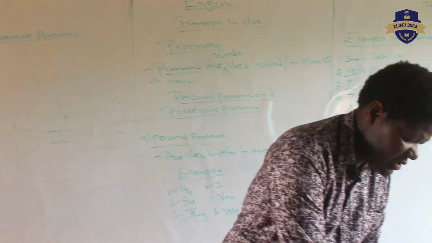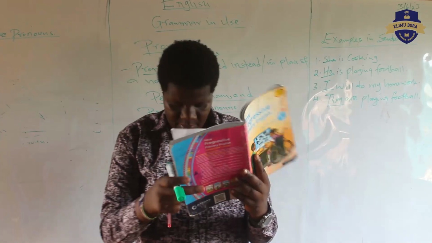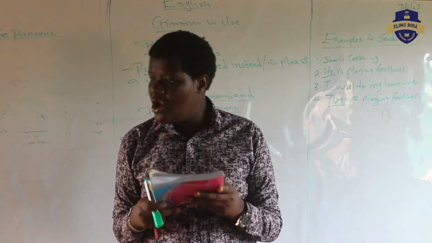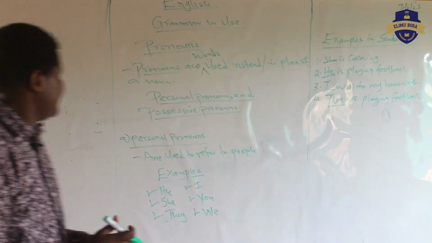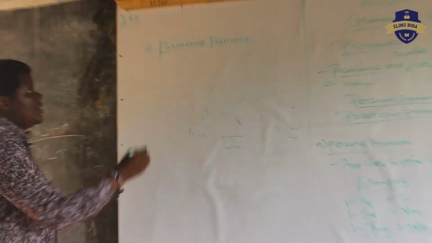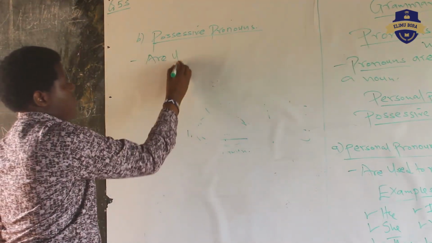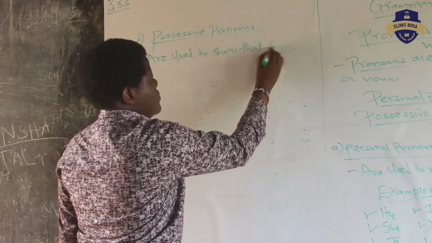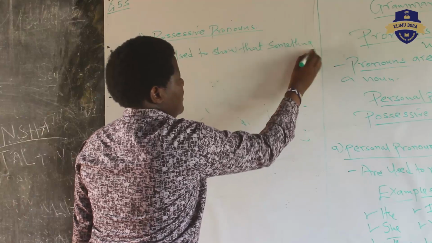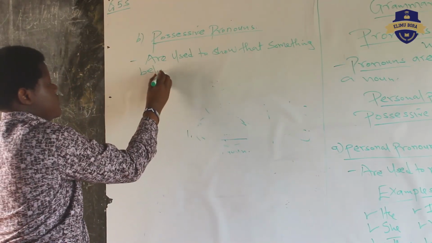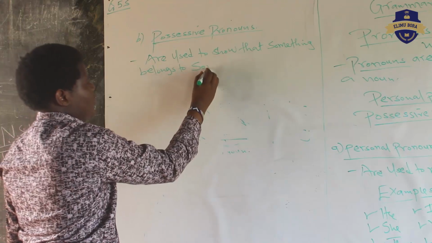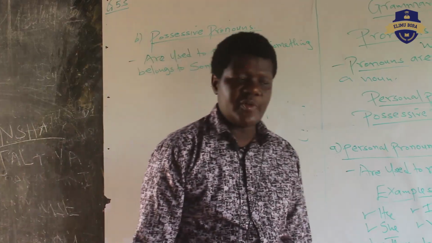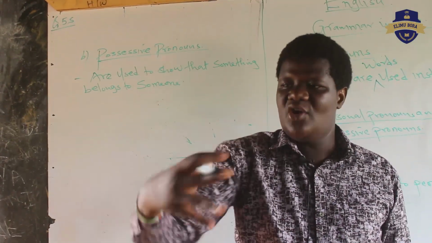When you say, for example, the book is mine, it means this book belongs to Mr. Omondi. Therefore, possessive pronouns are used to show that something belongs to someone. It shows ownership, in short. Possessive pronoun shows ownership.